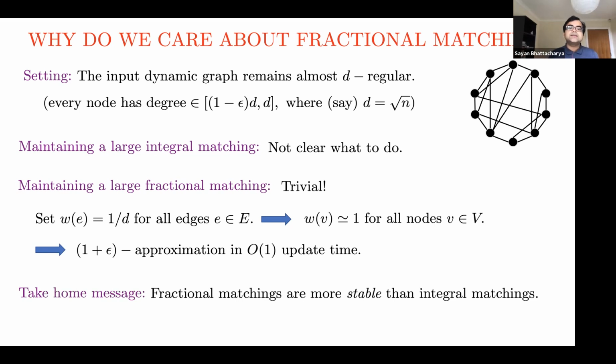So what this tells us is that fractional matchings are inherently more stable than integral matchings, because they are putting very small fractional values on these edges. If the adversary deletes an edge, it cannot hurt the algorithm too much, because the objective maintained by the algorithm doesn't drop too much after an edge deletion. And that's why in the dynamic setting, it should be useful. It should be much easier to maintain a fractional matching.